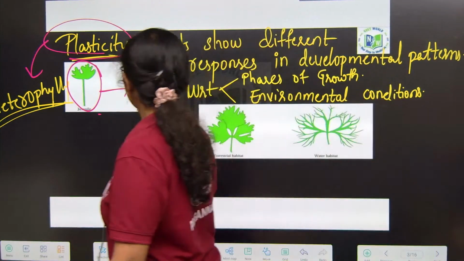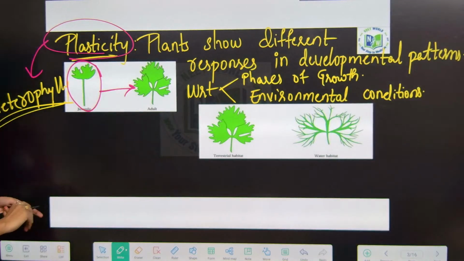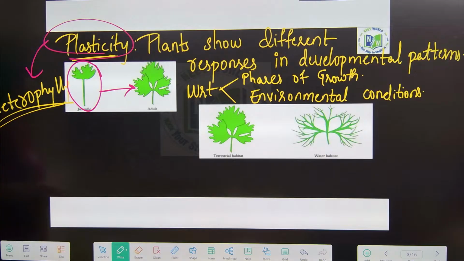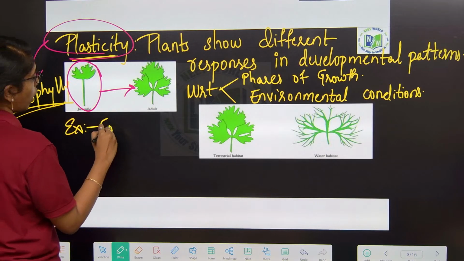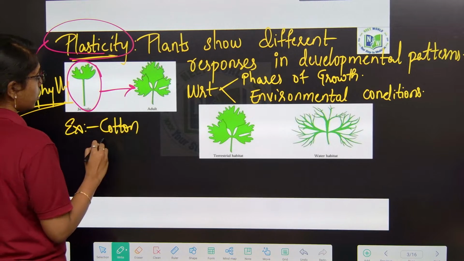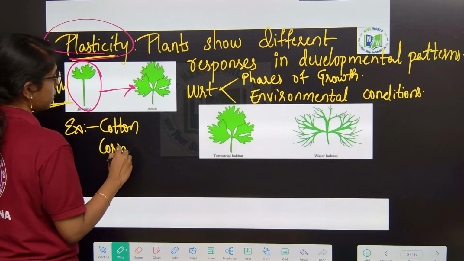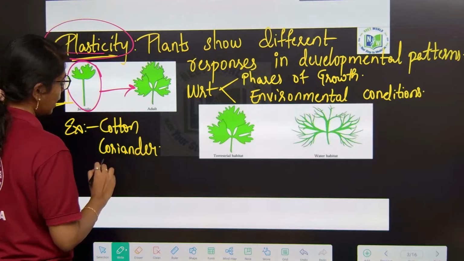So, this juvenile one structurally changes itself. Yes, it is dependent on the phases of growth. Examples include cotton, coriander and larkspur.